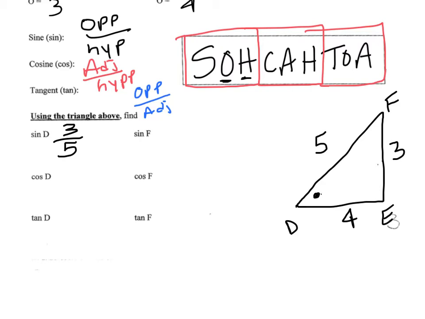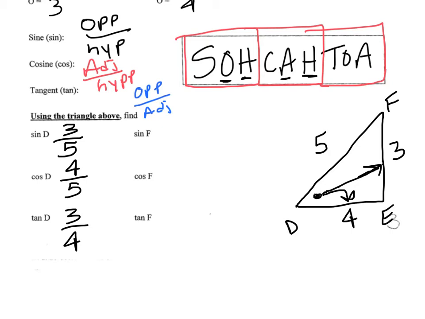The next one, it says cosine of D. So I'm standing at D. Cosine is adjacent over hypotenuse, so it would be the 4 over the hypotenuse, which is the 5. And then the last one, which is the tangent of D. Tangent, if I'm standing here at D, is opposite, which is the 3, over the adjacent, which is the 4. So it would be 3 over 4.